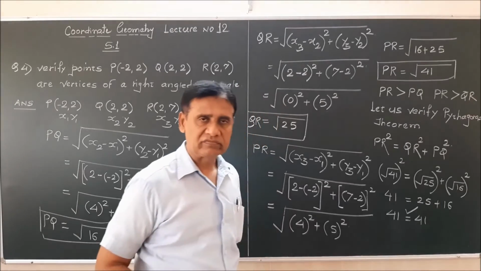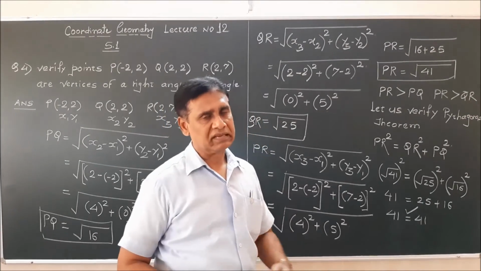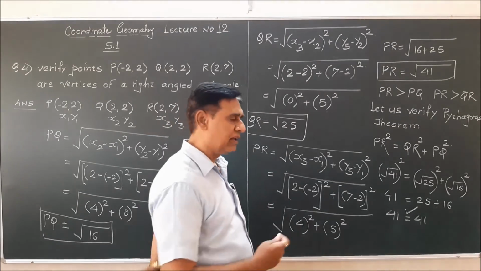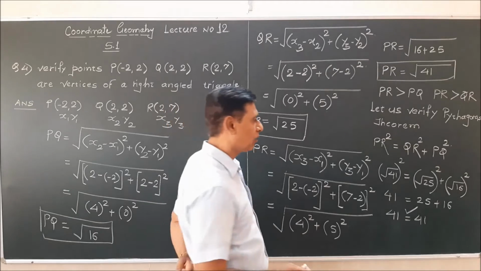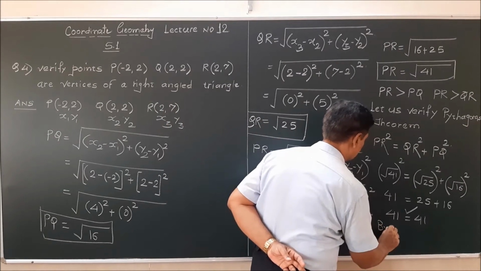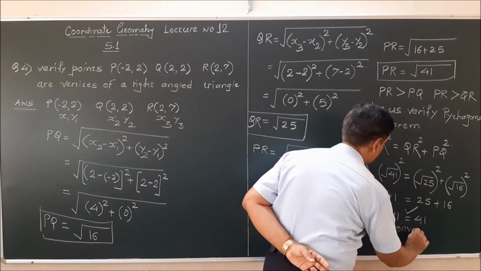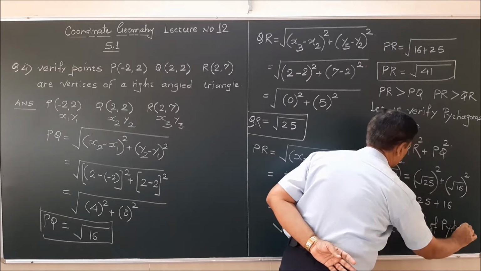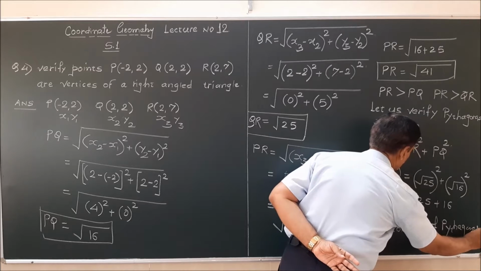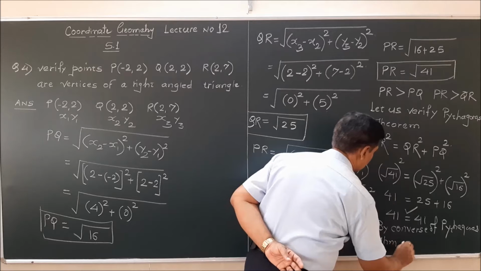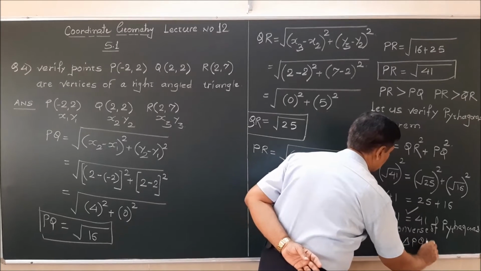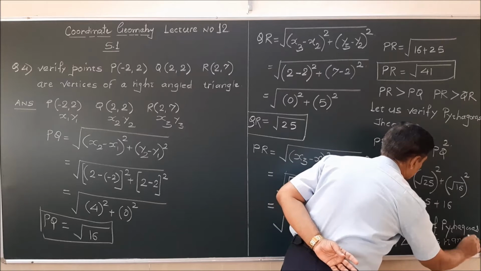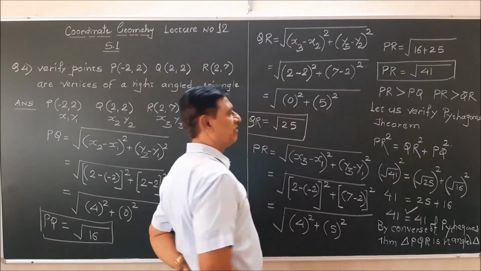So by converse of the theorem of Pythagoras, we'll get triangle PQR is a right angle triangle. So finally you must mention over here: by converse of Pythagoras theorem, triangle PQR is a right angled triangle. So this is how you will find.